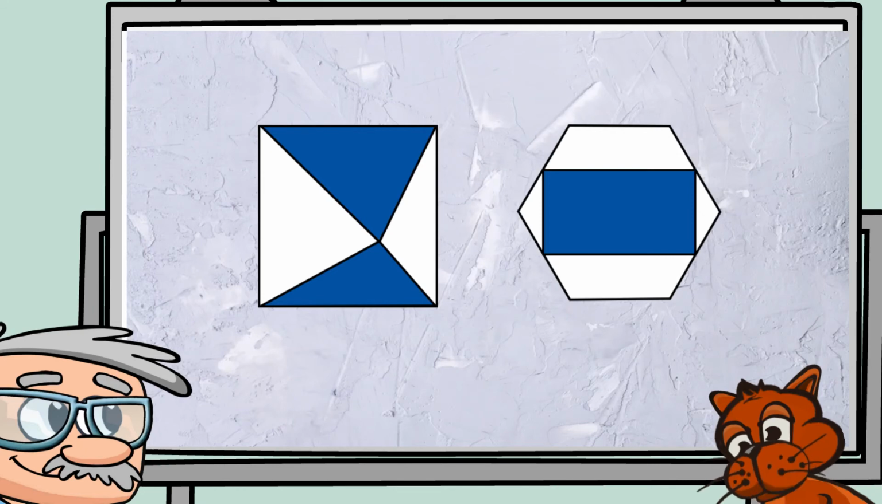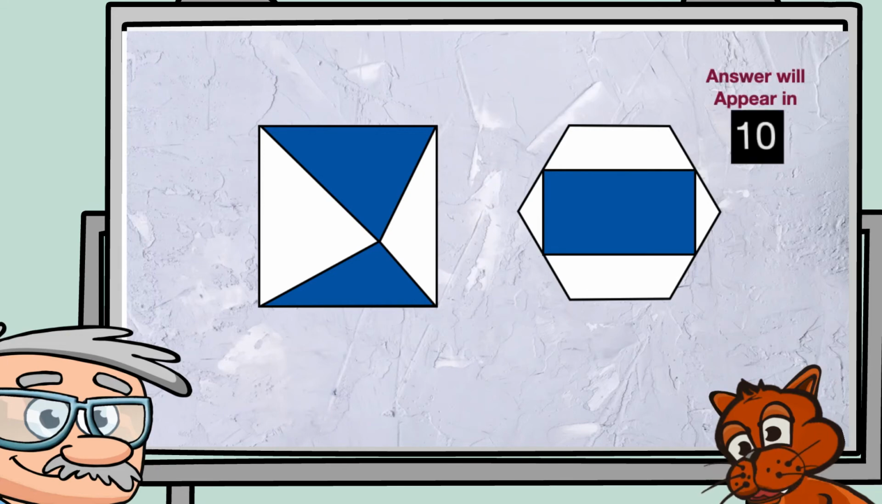In the right-hand puzzle, a rectangle is constructed from the midpoints of the sides of a regular hexagon as shown. What fraction is shaded? The answers to these will appear in a few seconds, so pause now if you don't want to cheat and solve this puzzle on your own.